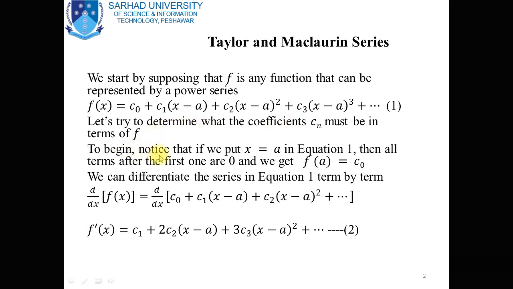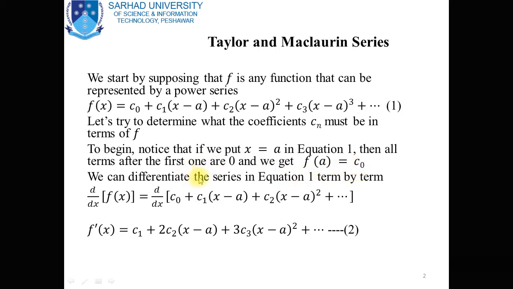To begin, notice that if we put x = a in this equation number 1, then all terms after the first term are 0, and we get f(a) = c0.